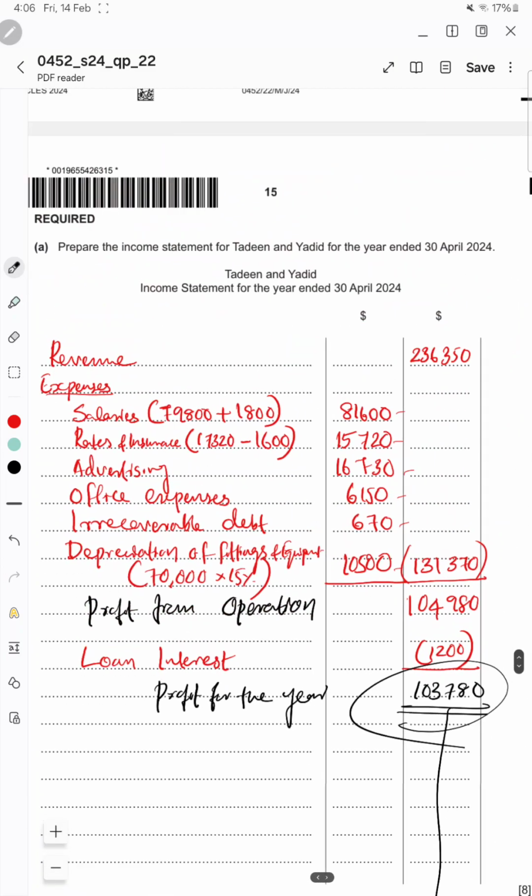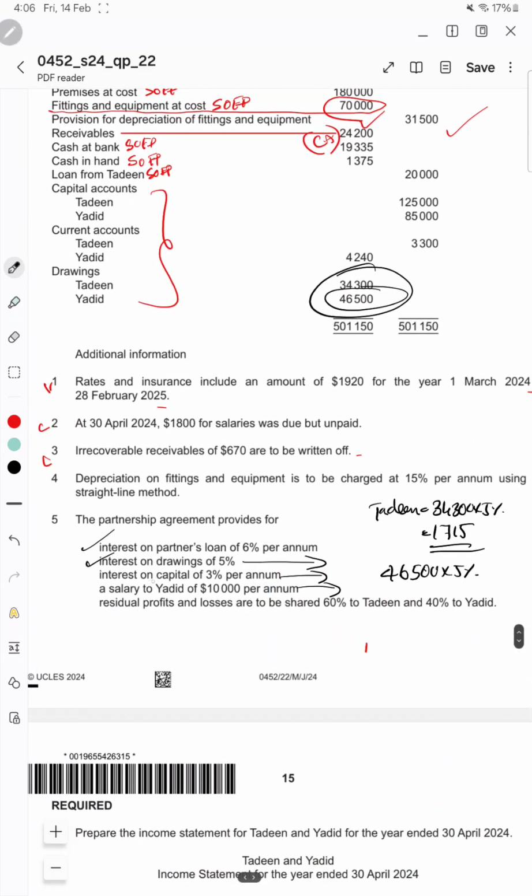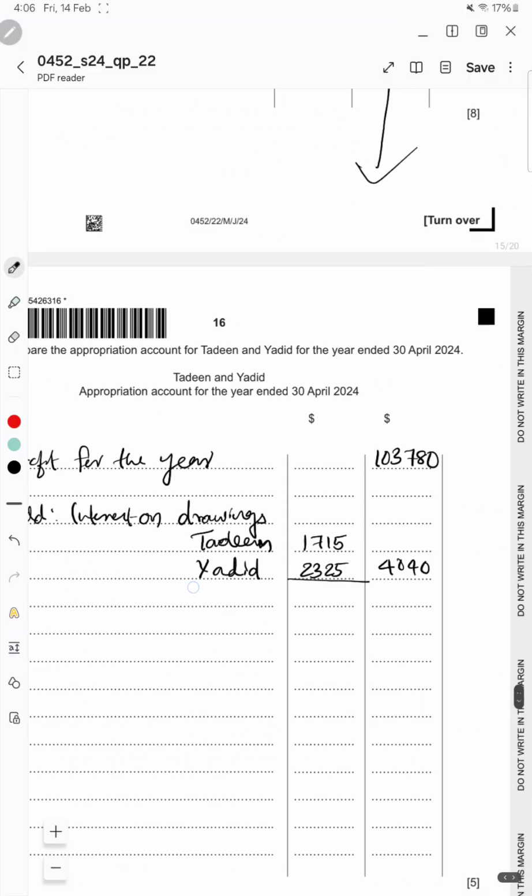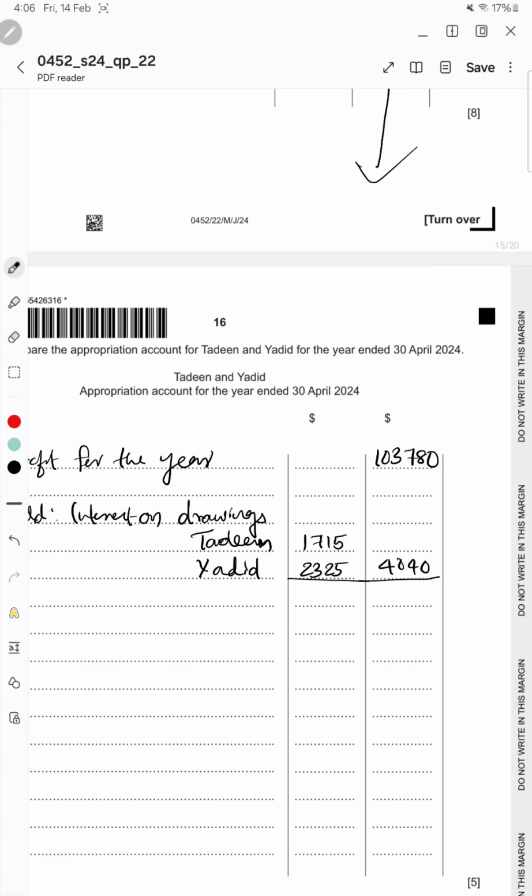Now check, is there any other item to add here? No, right? Interest on capital is money the firm has to give to the partners, so it is losing money. It's an outflow from the business, so that should be deducted. Salary is also an outflow. So we have only interest on drawings as an inflow, so we can add it to the net profit.